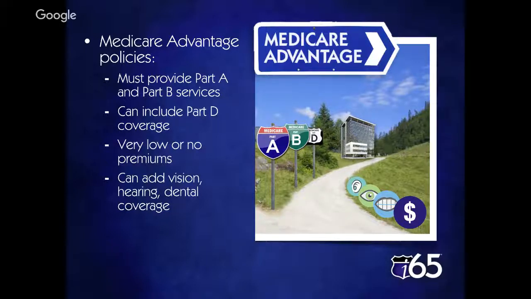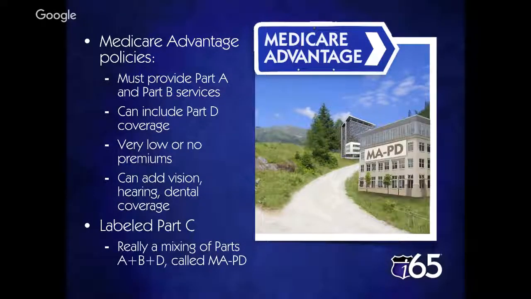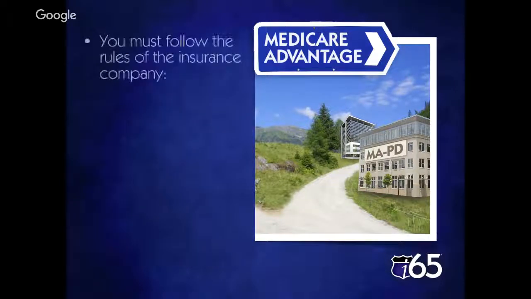Now, this is what is considered Part C. So you take all seven things, A, B, D, dental, vision, hearing, very low premiums, you throw it into a blender, and this is what you've created. You've created a new type of Medicare known as an MAPD plan, Medicare Advantage with Part D drug coverage. This is essentially what C is, but as you can see, it works more like a path than an actual part. Now, here are the rules that you have to follow when you choose the path of Medicare Advantage.